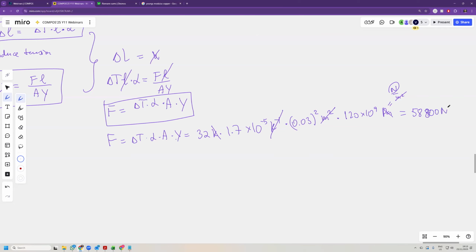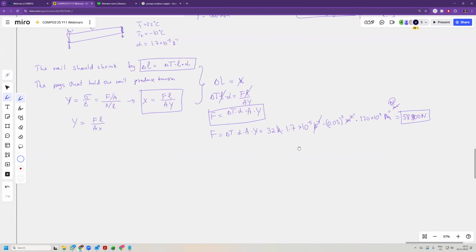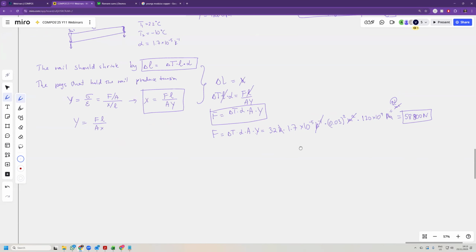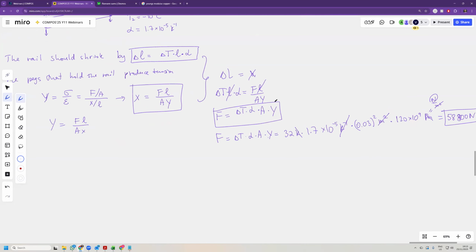58,800 newtons. That's a strong force, but this force is independent of the length, because you saw that length cancels out. And this answers a very important question. I don't know if you've ever thought about it, but modern railways do not have expansion gaps.